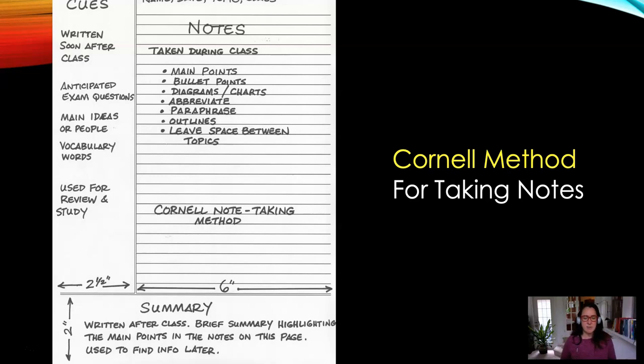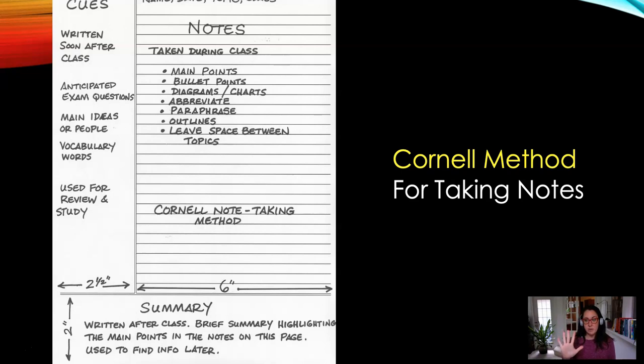Some programs already have templates for Cornell Notes, but some of them don't, so you can create that yourself. If you're using a notebook, go ahead and do it on pen and paper. And if you're using a word processing document on your computer, you can do something like this as well. So create a template for yourself, and then you can actually begin to take notes.